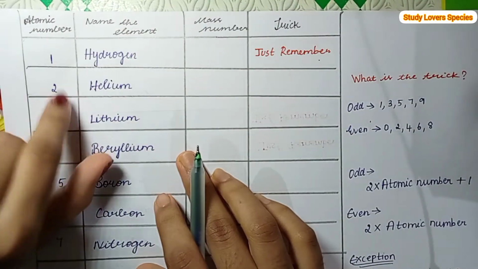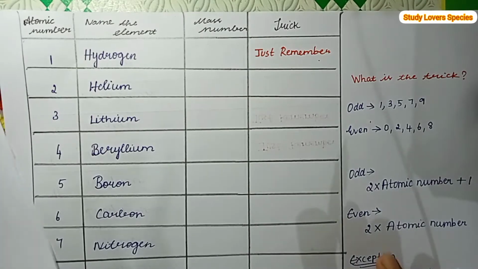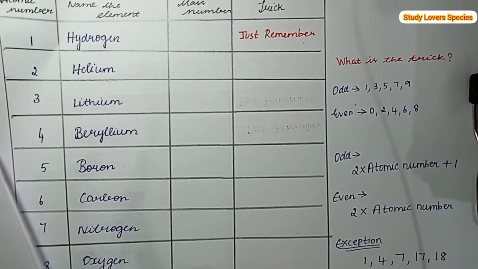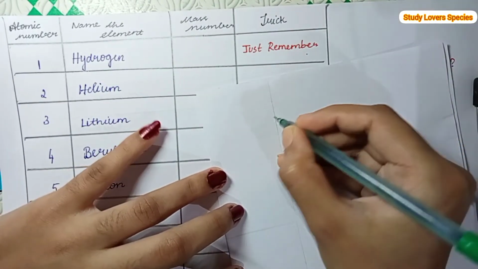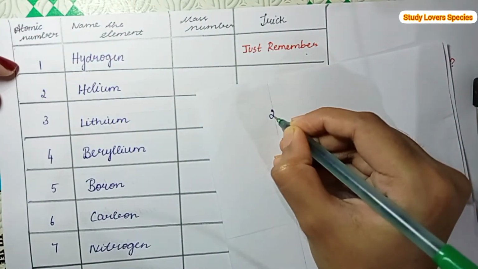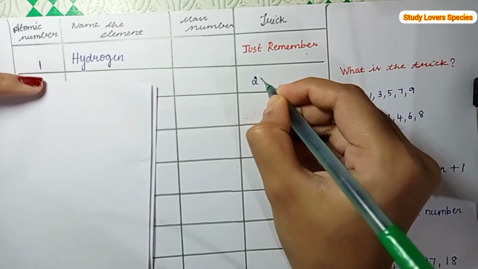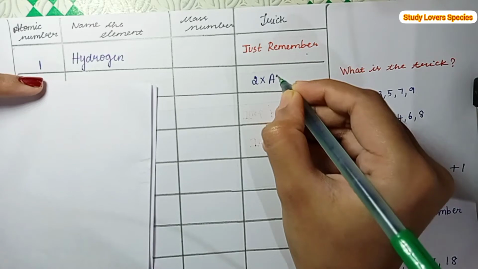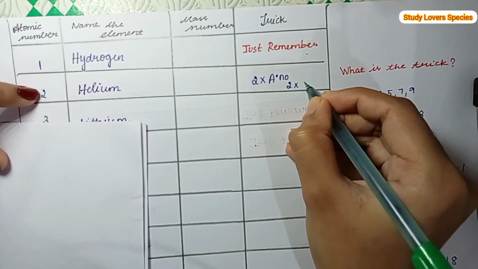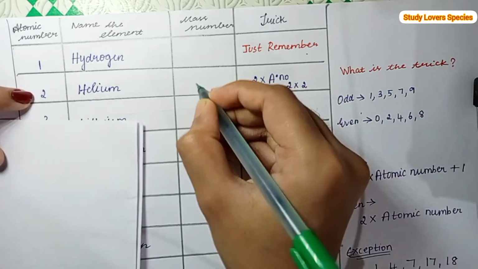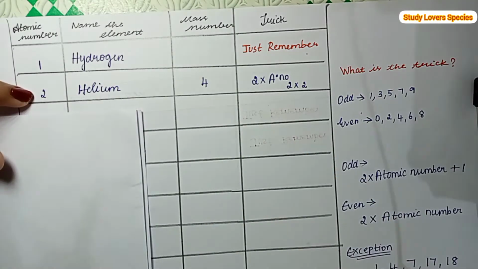So helium has the atomic number 2. So 2 is an even number. So what's our trick? 2 into atomic number. Let me prove that this trick actually works. 2 into atomic number, which is 2, so our answer is 4.